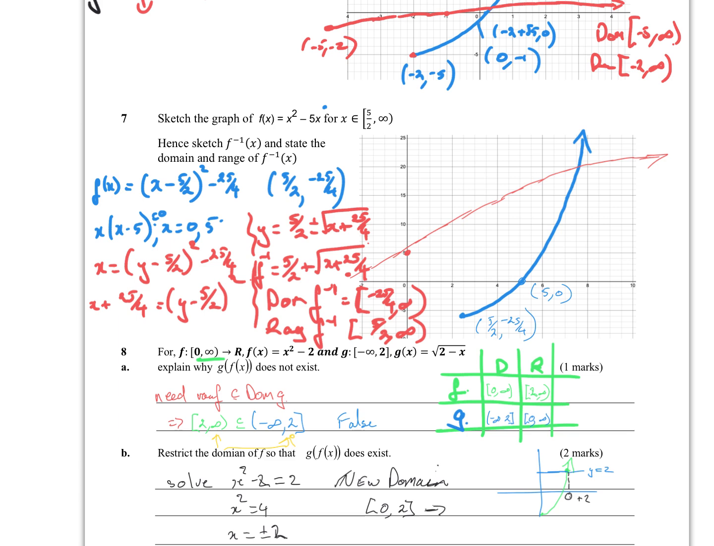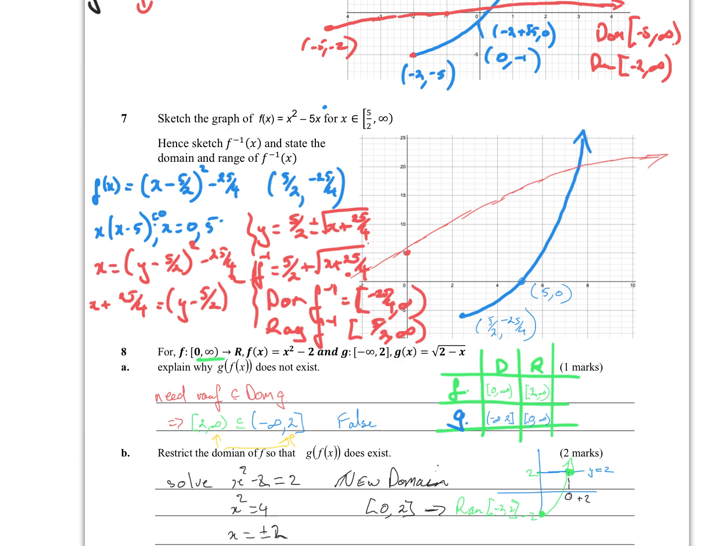If I sketch this graph between those two values, I start there at negative 2, and I stop there at positive 2. So that gives me a range of negative 2 to 2, which is inside the domain of g, so we'd be all good there. So there's the restriction.